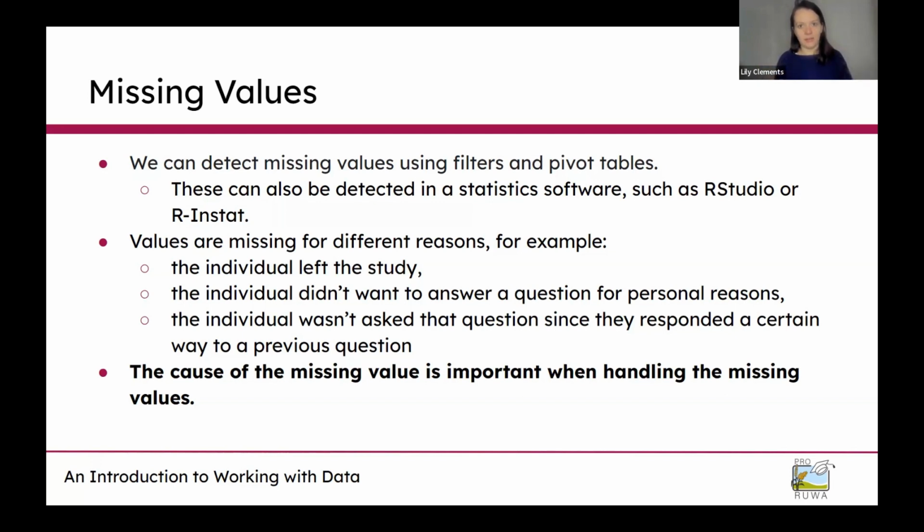Why is that value missing? It's missing because they're not in the region. Why are they not in the region? Is it because they have poor perceptions, or is it just something completely unrelated?